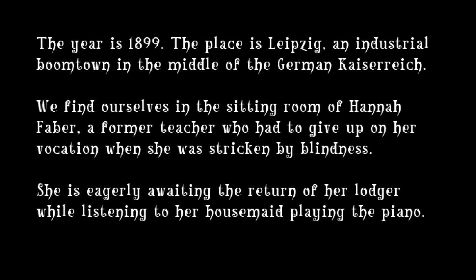The year is 1899. The place is Leipzig, an industrial boom town in the middle of the German Kaiserreich. We find ourselves in the sitting room of Hannah Faber, a former teacher who had to give up on her vocation when she was stricken by blindness. She is eagerly awaiting the return of her lodger while listening to her housemaid playing the piano.